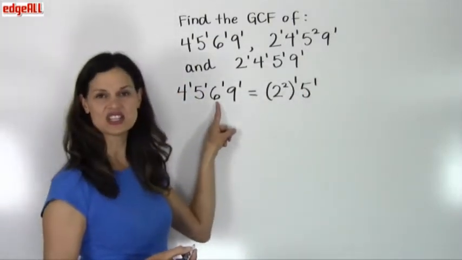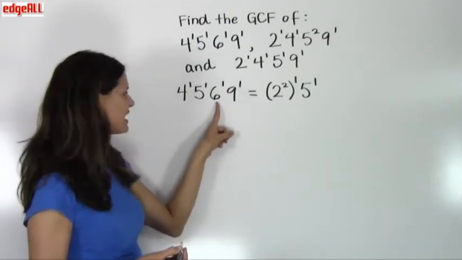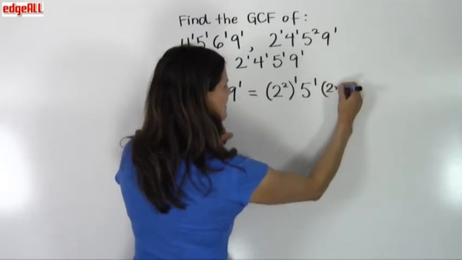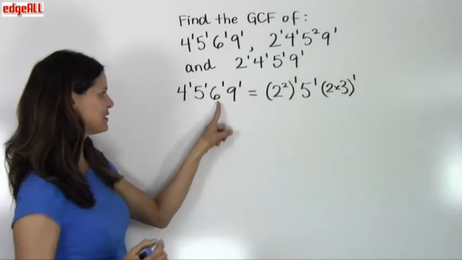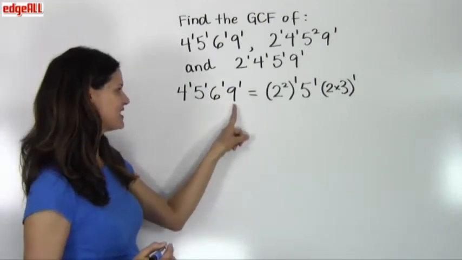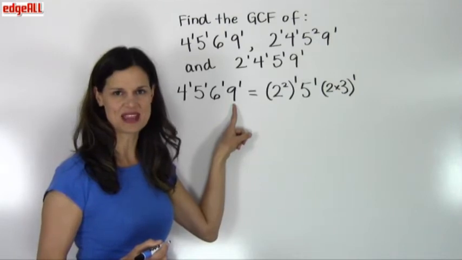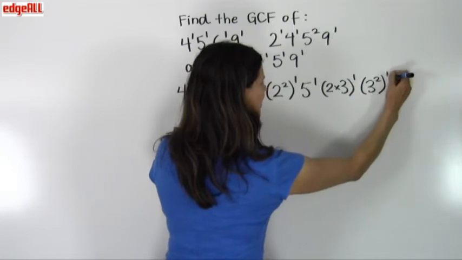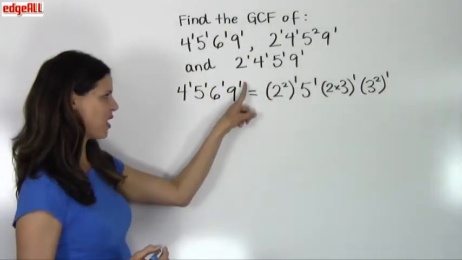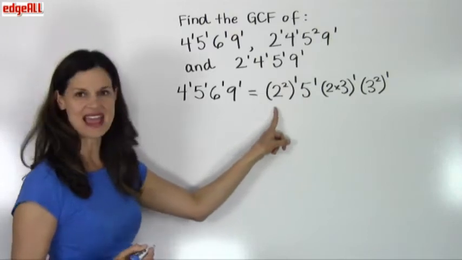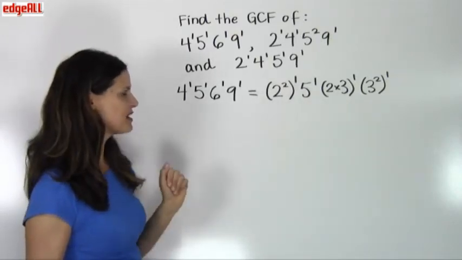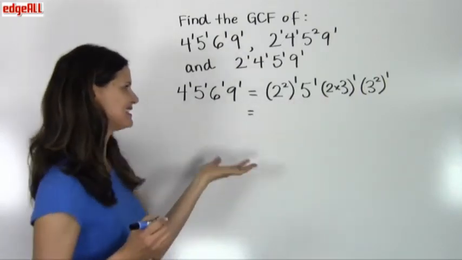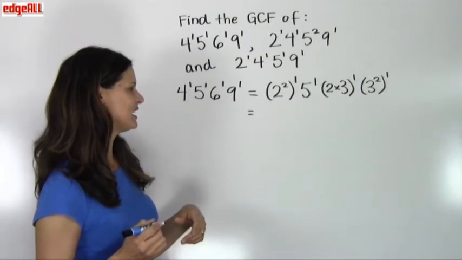The prime factorization of 6 is 2 times 3. And so I'm going to replace the 6 with a 2 times 3 and raise that to the power 1. The prime factorization for 9 is 3 times 3, or 3 squared. So I'm going to replace my 9 with a 3 squared and raise that to the power 1. Now, using my exponent rules, I'm going to go through here and rewrite this as the prime bases, or the prime numbers, raised to their particular exponents.